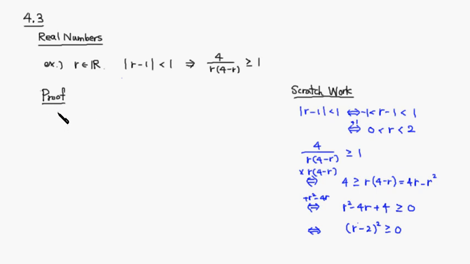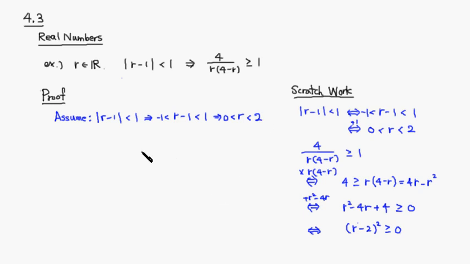Here, I'm going to start with: assume that the absolute value of r minus 1 is less than 1, which implies that r minus 1 is between negative 1 and positive 1, which implies that r is between 0 and 2. So we can say that.